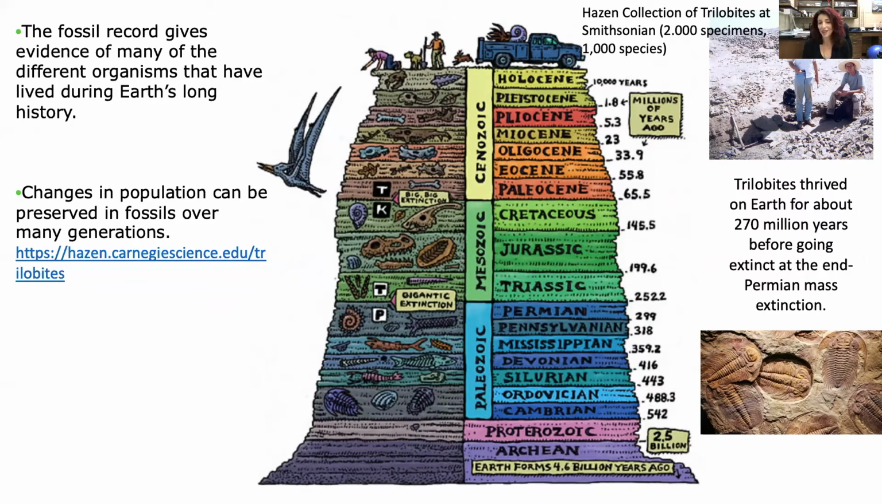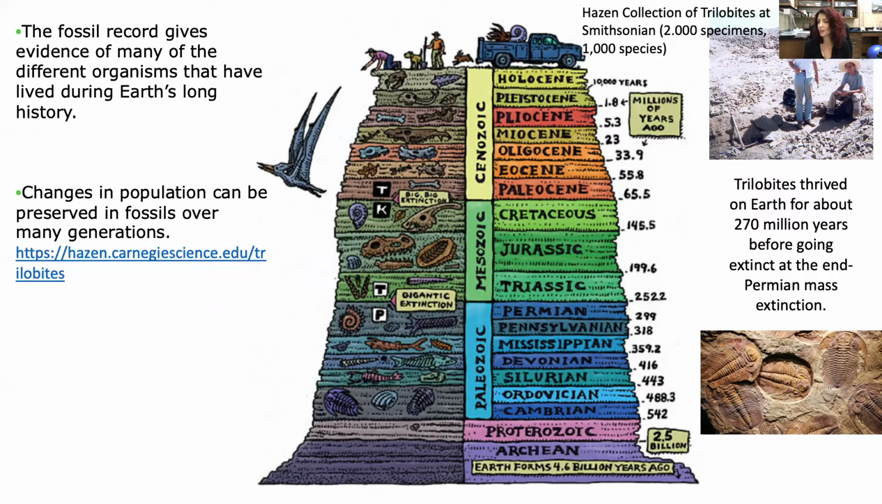So you may or may not have heard of this type of organism called a trilobite. Trilobites thrived on Earth for about 270 million years before going extinct at the end Permian mass extinction. So these are related most closely to horseshoe crabs that you probably know, but they are in the arthropod family. So they're related to bugs, basically.